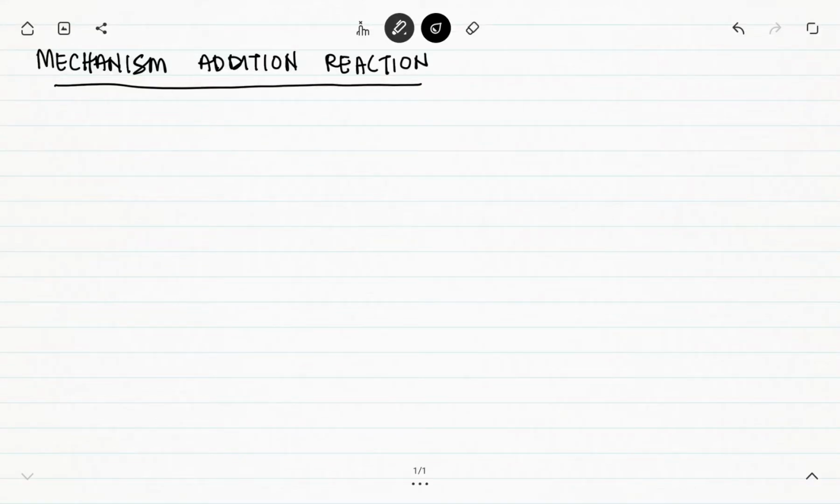Today, this is the mechanism of addition reaction according to the class of compound alkenes, which have the functional group carbon-carbon double bond. So this addition reaction, we are focused on, not the elimination reaction. So in our syllabus, the mechanism of addition reaction consists of two reactions.